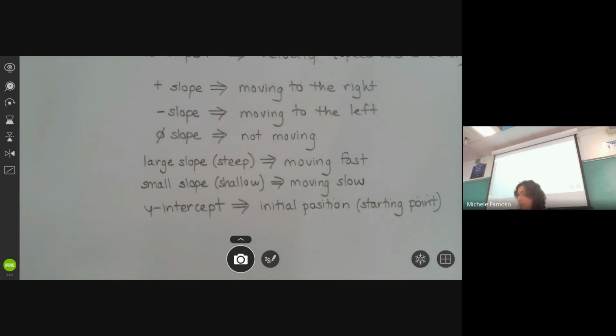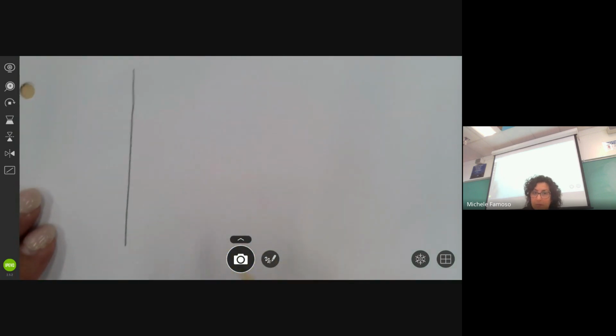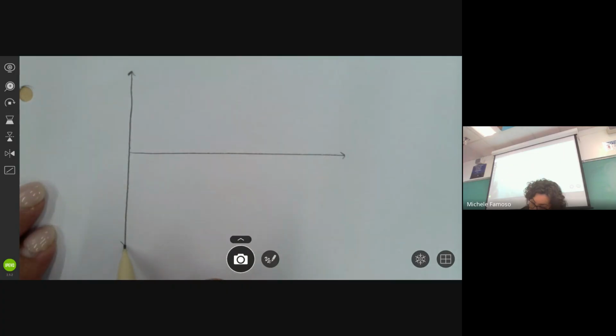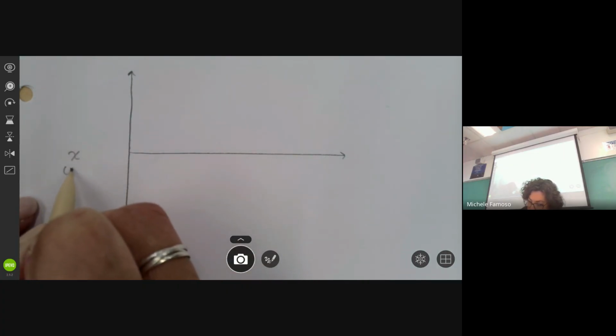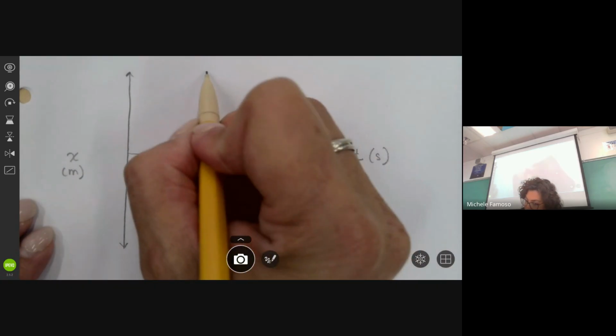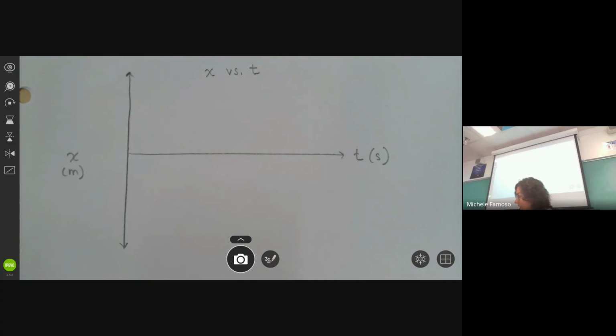Okay. What I'm going to do now is create a sketch of 5 position time graphs, and I want us to try to describe the motion that each of these graphs is trying to communicate to us. So let's make a graph, sketch it. We don't need graph paper, we're just making a quick sketch. This is going to be the position in meters. This is going to be the time in seconds. So our title would be position versus time, or x versus t.